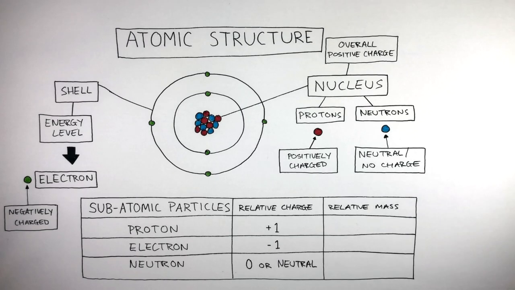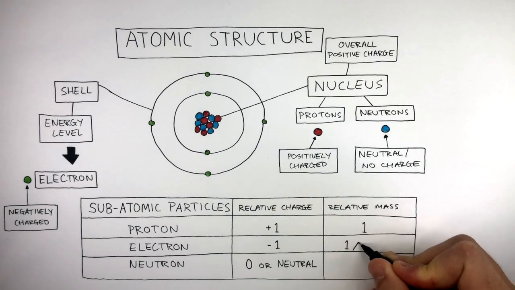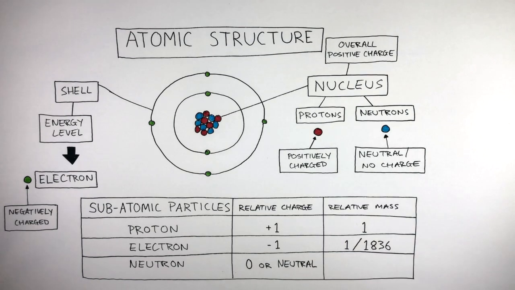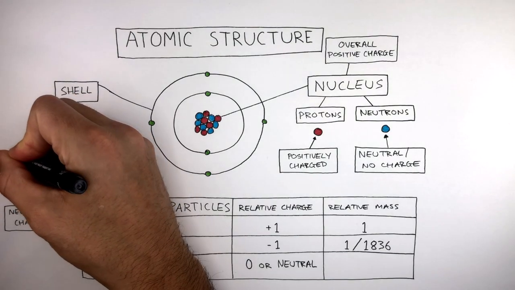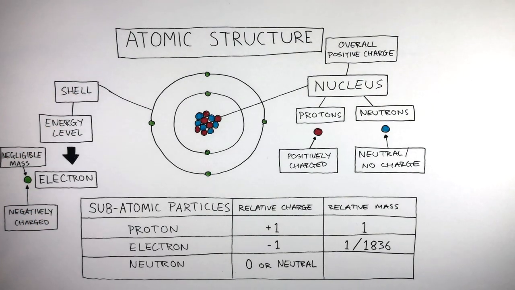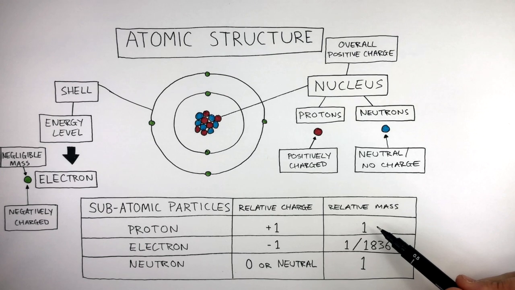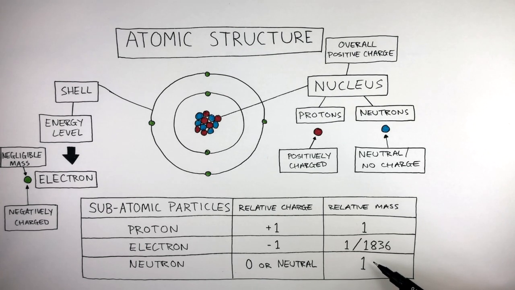The relative mass of a proton is 1. The relative mass of an electron is 1 over 1836. And because this is so small, we say an electron has a negligible mass. And then the relative mass of a neutron is 1. We can see the relative mass of a proton is 1, and the relative mass of a neutron is also 1. And look how small the mass of an electron is. It's just 1 over 1836. That is incredibly small.